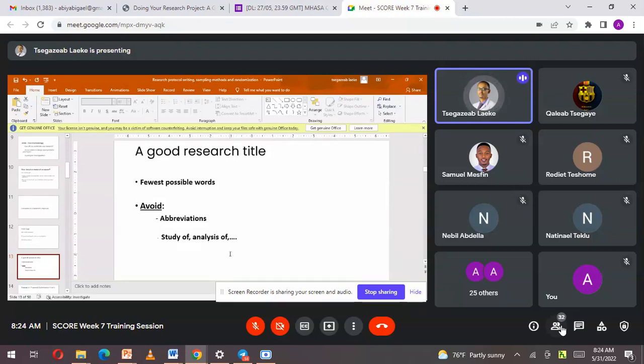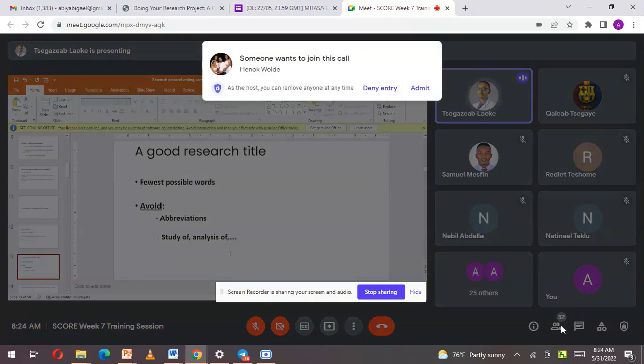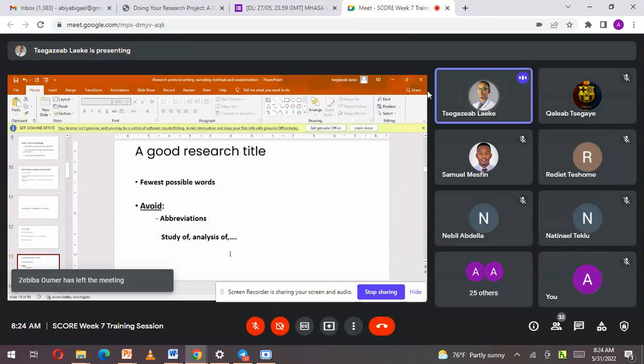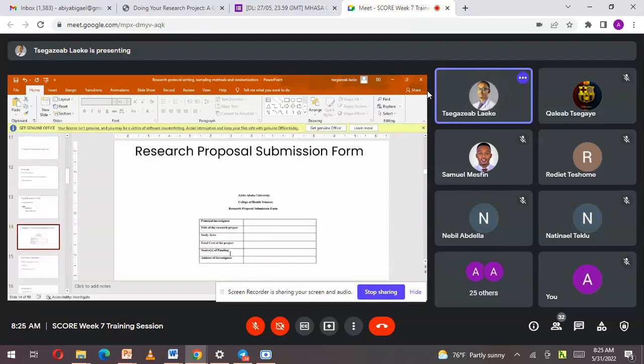to institutions that might provide you a grant, and those institutions, those companies, might not know medical terms, and these abbreviations might not be internationally standardized abbreviations. So as much as possible, you have to use full wordings. You also have to avoid phrases like "study of," "analysis of," and other similar phrases.